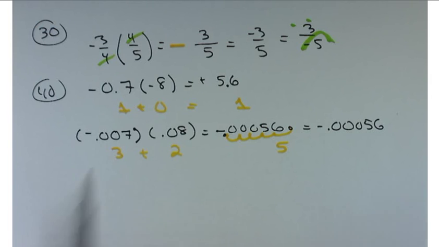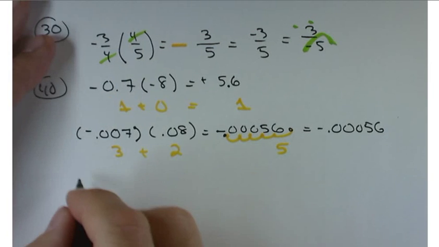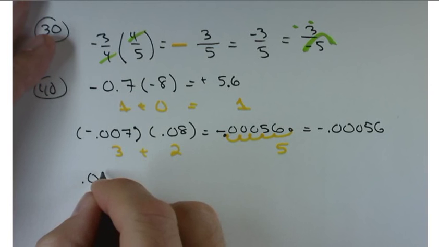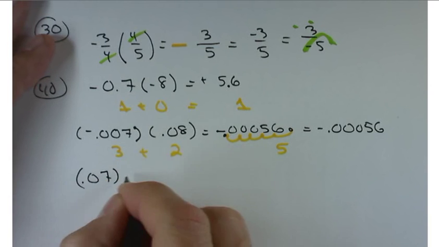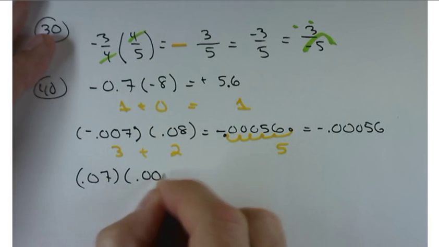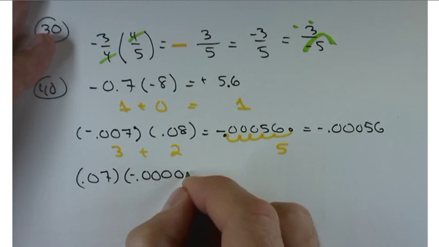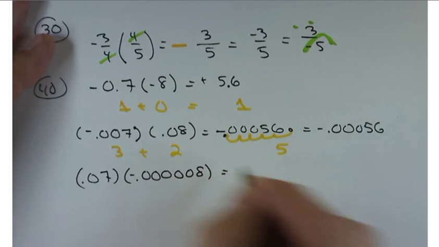Should we do one more like that? Yes? No? Yeah, okay. Let's see. 0.07 times negative 0.00008.